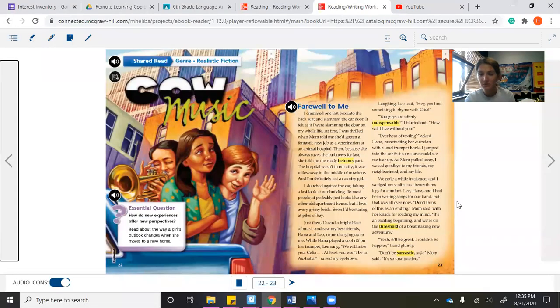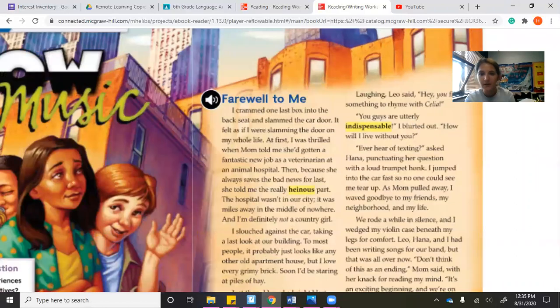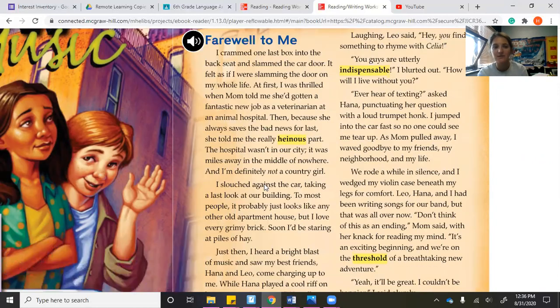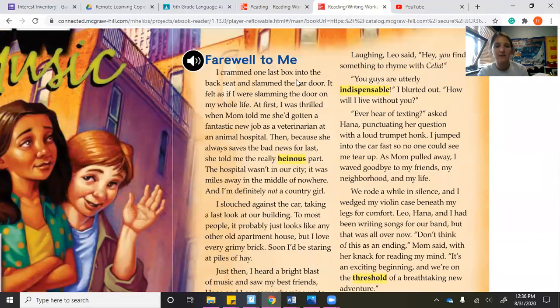This is Cow Music, which we're going to be reading on Tuesday this week. And looking at this here, some things that stand out to me. See if I can zoom this in a little bit. This would be considered dialogue, right? So it says, laughing Leo said, hey, you find something to rhyme with Celia. Okay, looking at this would have those dialogue quotation marks. So that tells me that Leo is talking, and that would be an indicator that this is realistic fiction, as well as I cram one last box into the back seat and slam the car door.